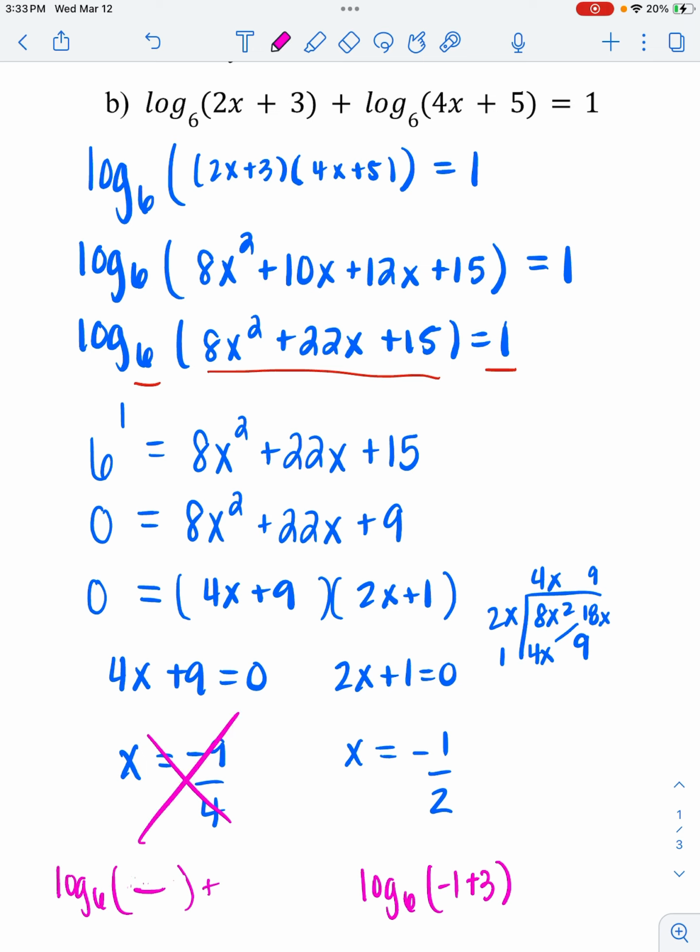Okay, but over here, this one will, because when I do negative 1 plus 3, this is 2, so that's fine. And when I do negative 1/2 of 4, that's negative 2 plus 5. This is 3, so that's fine. So this works. This is an answer. Negative 9 over 4 is not an answer. So be very careful. Negatives don't mean extraneous. Negative arguments mean extraneous.